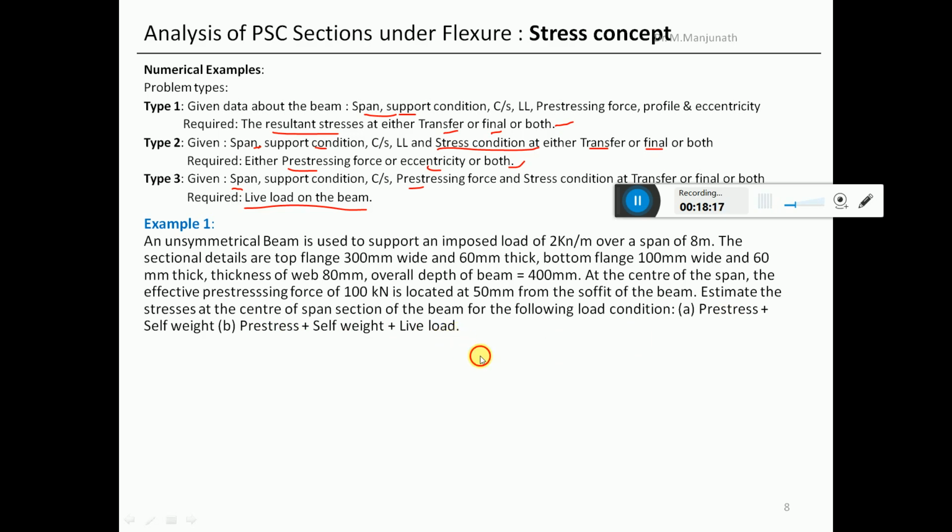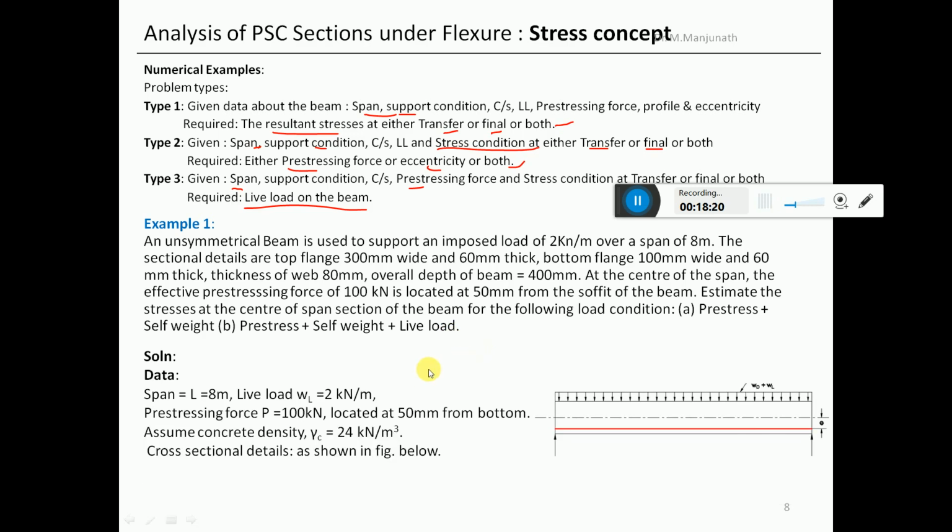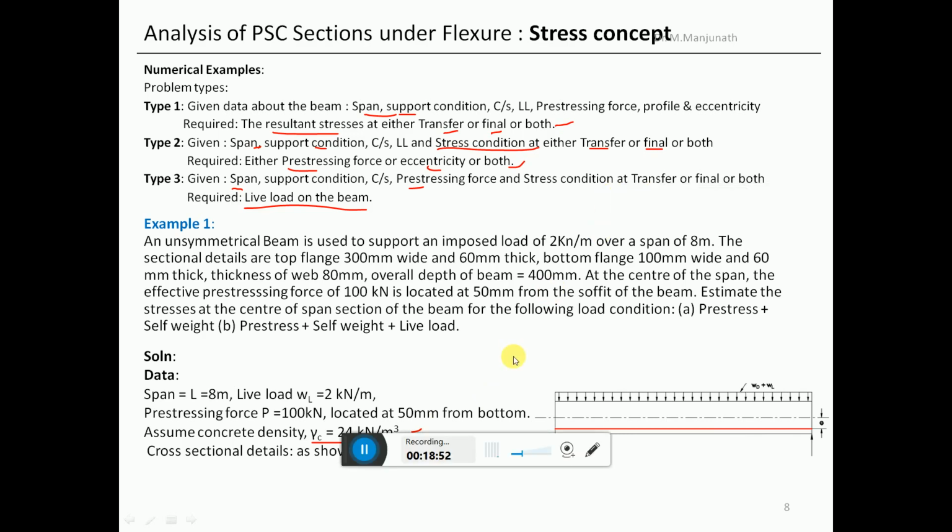So the given data can be summarized like this. So the span, load, the prestressing force, and here the concrete density is not given, which is required to calculate the self weight. It can be assumed as 24 kilonewton per meter cube. So this is a problem where information about the beam is given and it is required to find out the stresses.